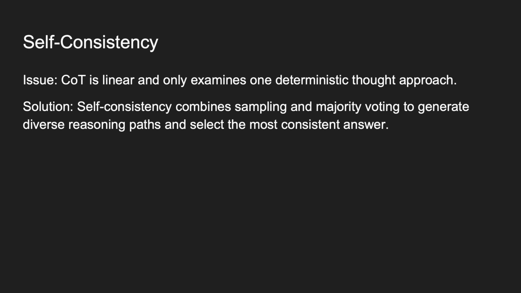So self consistency combines things like sampling and majority voting to generate diverse reasoning paths and select the most consistent answer, right? Self consistency is kind of like a way for it to say, okay, there are a couple ways of going about a problem. I'm going to go through a couple iterations and see if I can explore different paths. And at the end, I'm going to see what the most consistent answer was after I've gone through those paths.